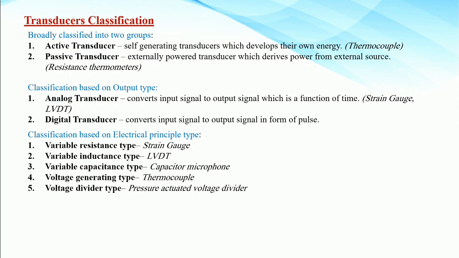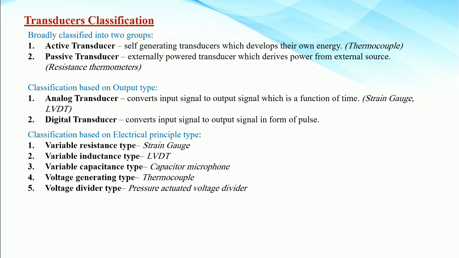In case of the passive transducer, apart from the active transducer, these passive transducers are externally powered transducers. That means they derive the power required for the energy conversion from an external source of power. However, they may absorb some energy from the physical phenomenon, which you can find during various experimental studies. Examples include resistance thermistors. So these are the active and passive transducers, which are very important.